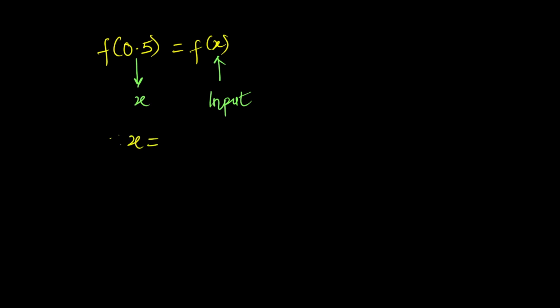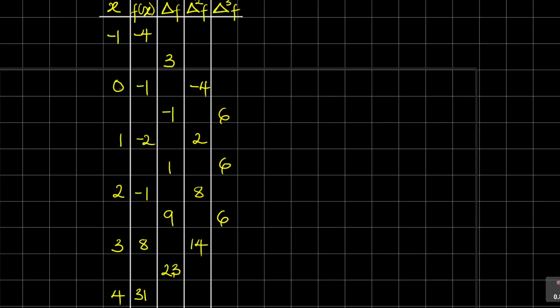Now let's recall that our f of 0.5 is the same thing as f of x. This denotes that our x is the input, which further implies that 0.5 is equal to x. So we can conclude that our x is equal to 0.5. We are going to trace 0.5. We can see that 0.5 exists between 0 and 1. Between 0 and 1 would be 0.5 at this point.